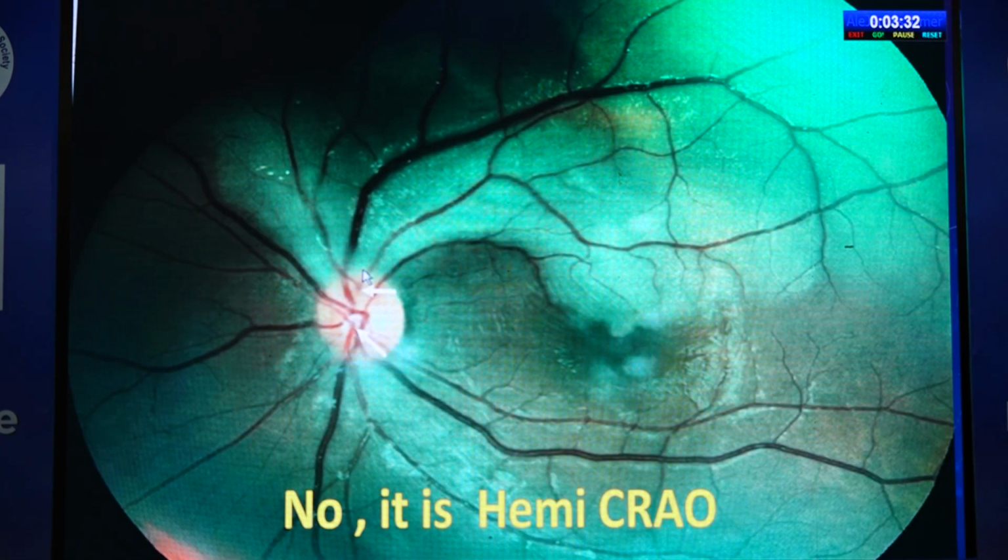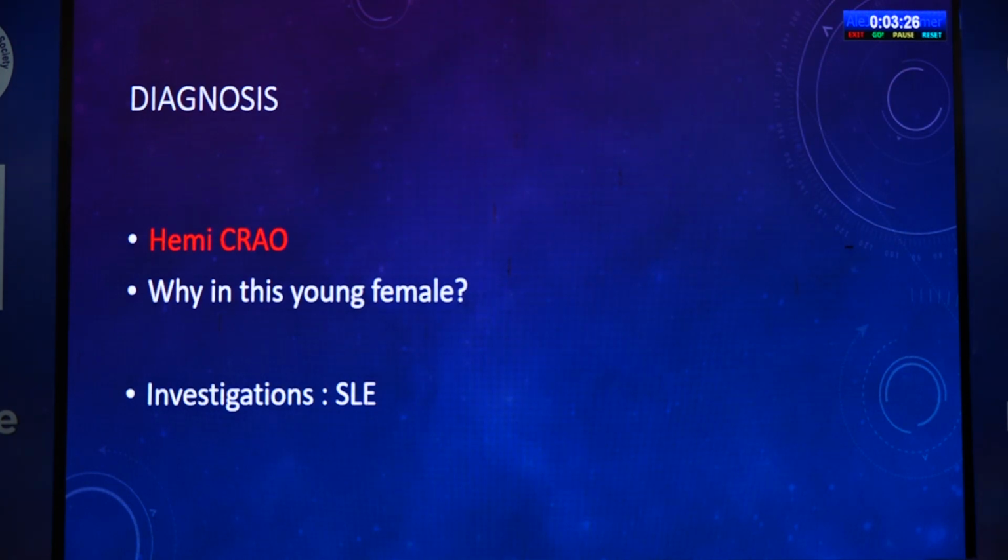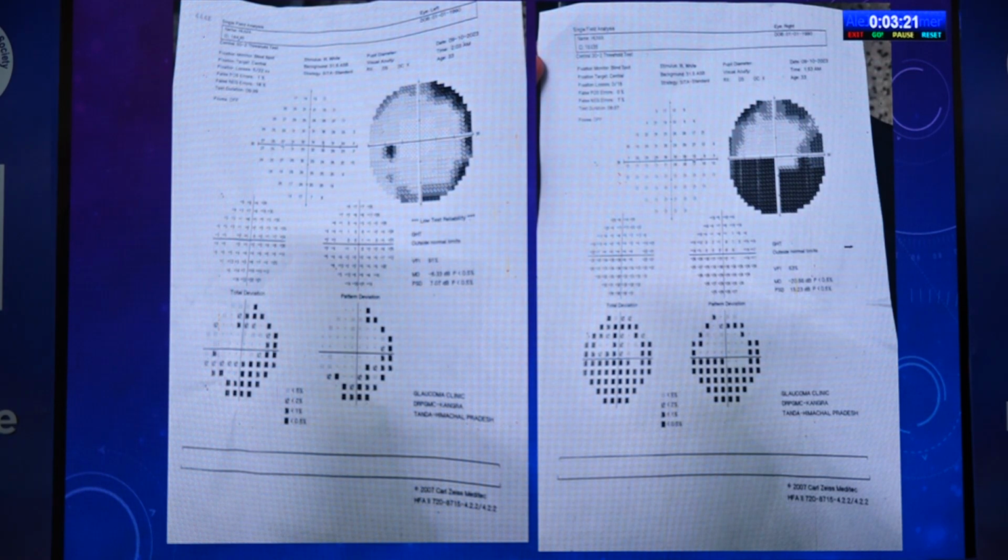But she had omitted the dilated fundus examination, and you can see that this is a case of hemicentral retinal artery occlusion. This girl was found to have SLE as a cause for this vascular occlusion.